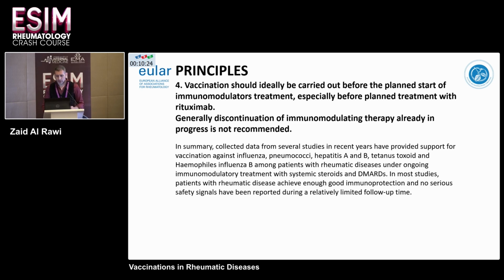So, in summary, collected data from several studies in recent years have provided support for vaccination against influenza, pneumococci, hepatitis A and B, tetanus, and Haemophilus influenzae B among patients with rheumatic disease under ongoing immunomodulating treatment with systemic steroid. And in most studies, patients with rheumatic disease achieve good enough immune protection. No serious safety signals have been reported in a relatively limited follow-up time.